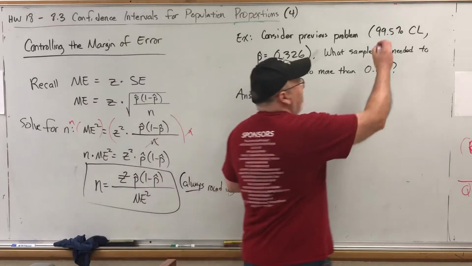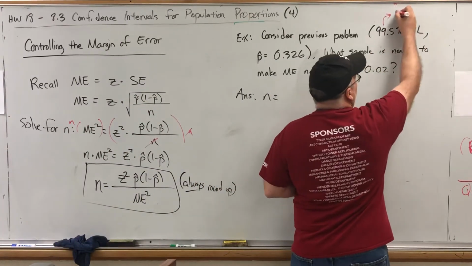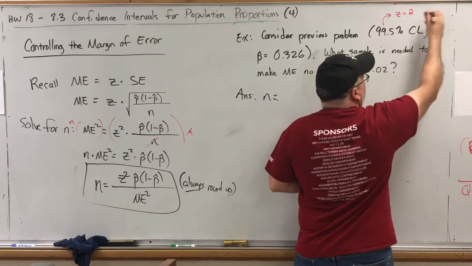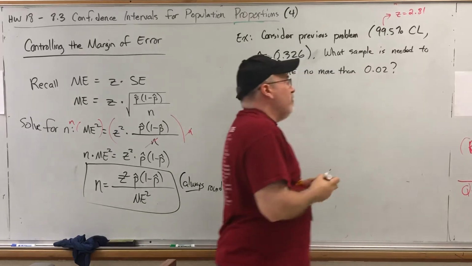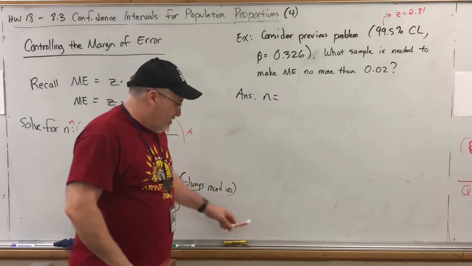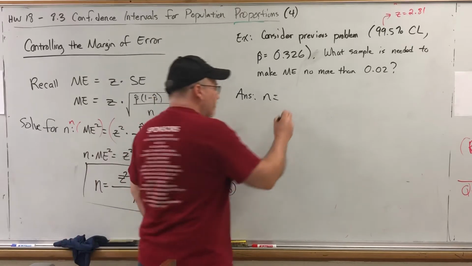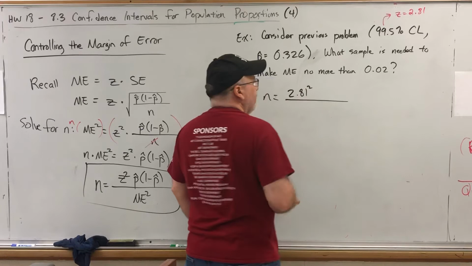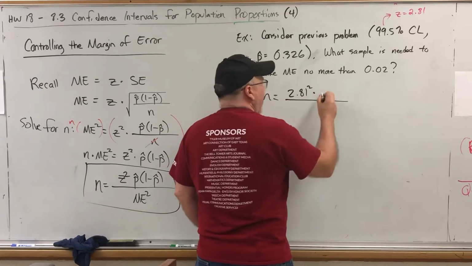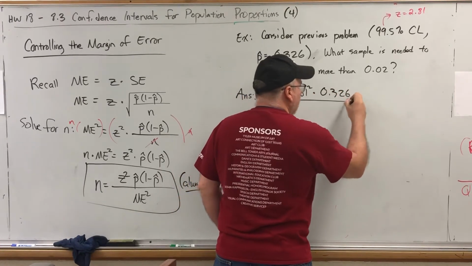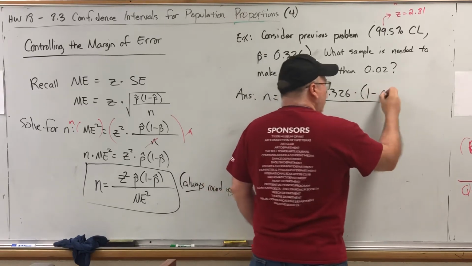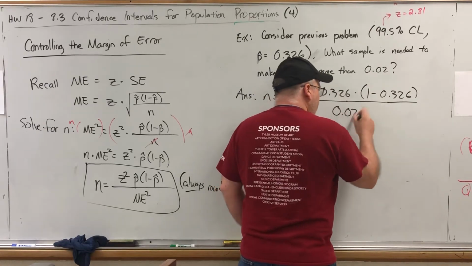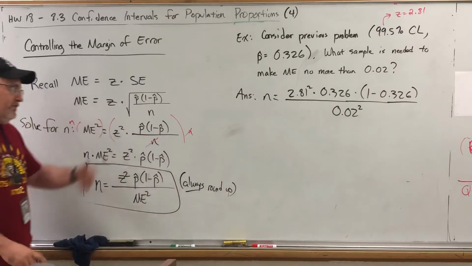Recall that this 99.5% confidence level meant that z was 2.81, so there's no need to go and redo that again. In a problem existing on its own, you may have to calculate the z-score from the confidence level. That's okay. All right, let's set everything up. We square the z, so 2.81 squared. We multiply by the p-hat, 0.326. And then we multiply times 1 minus the p-hat. And in the denominator, we square the margin of error.